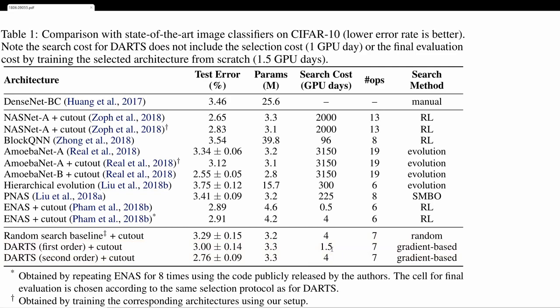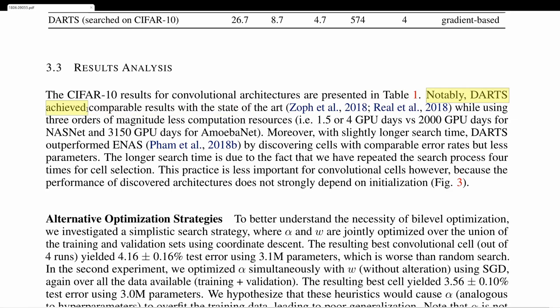Notably, DARTS achieved comparable results with the state of the art while using three orders of magnitude less computation resources. That is 1.5 or 4 GPU days versus 2,000 GPU days for NASNet and 3,150 GPU days for AmoebaNet. Moreover, with slightly longer search times, DARTS outperformed ENAS by discovering cells with comparable error rates but fewer parameters. The longer search time is due to the fact that we have repeated the search process 4 times for cell selection. This practice is less important for convolutional cells, however, because the performance of the discovered architecture does not strongly depend on initialization.